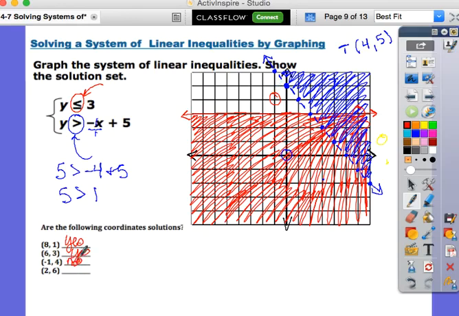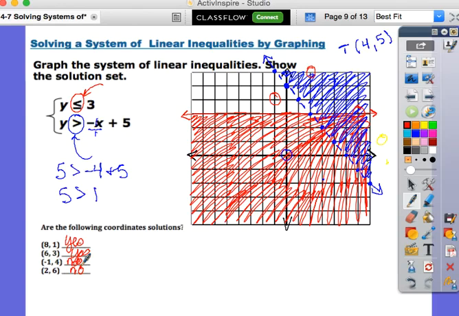And 2, 6. Right here. Is that in the doubled up shaded? No. Now that's a solution to the line that we colored with the blue, but it's not a solution to the system. Remember, the solution to the system is where the two colors overlap. So that one would not be a solution to the system.